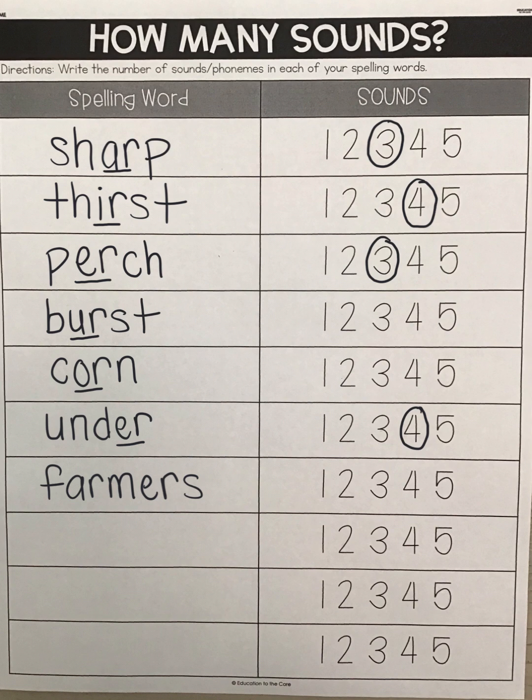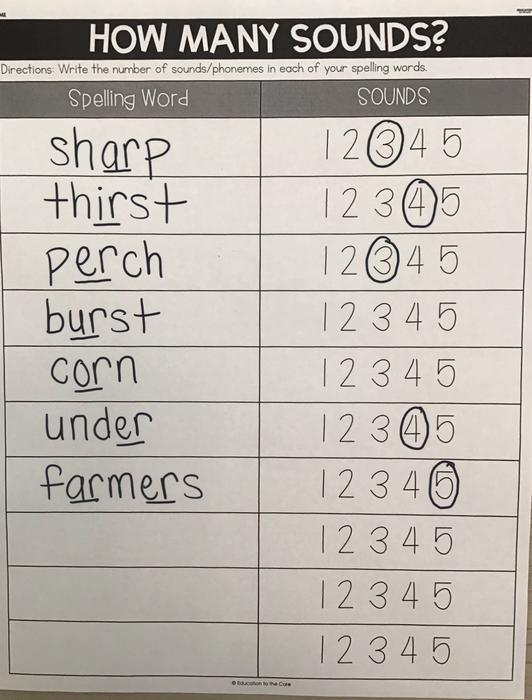I have AR that says R and ER that says er. How many sounds? Finger stretch with me. F, R, S. Farmers. That's right. 5 sounds. Way to go. Our next word is sister.